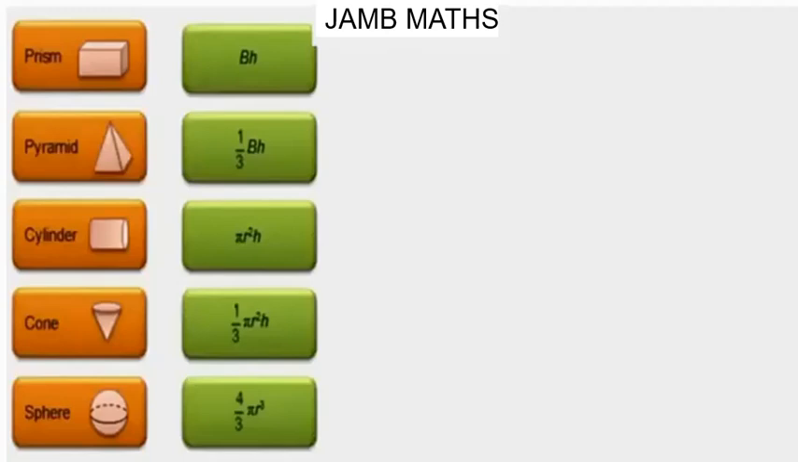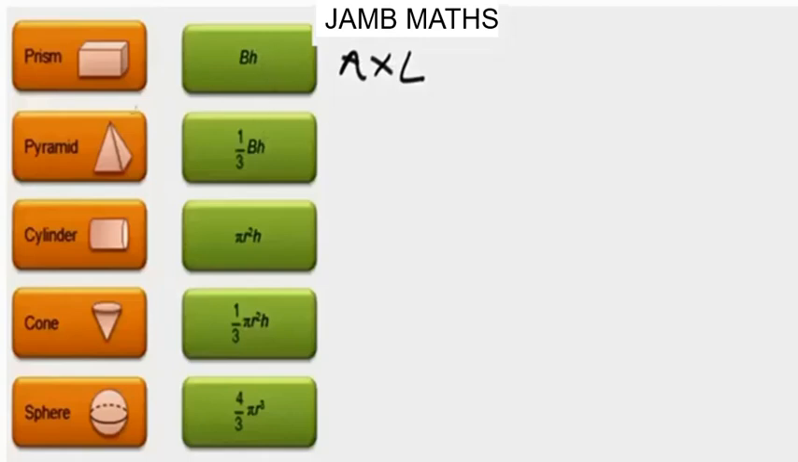Let's get the diagram. Okay guys, so let's look at these various 3D shapes. So this is a prism, this is a pyramid, this is a cylinder, this is a cone, this is a sphere. Now the volume of a prism can be calculated using the base area times the height. This can also be replaced with the cross-sectional area. They both mean the same thing.